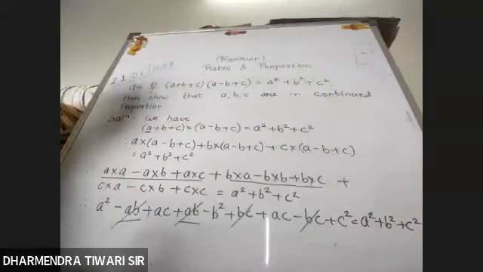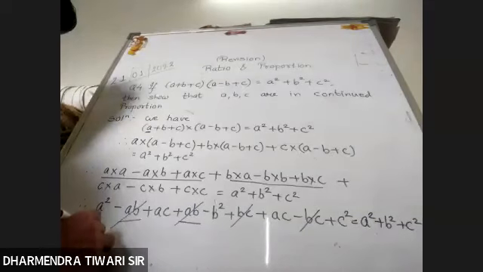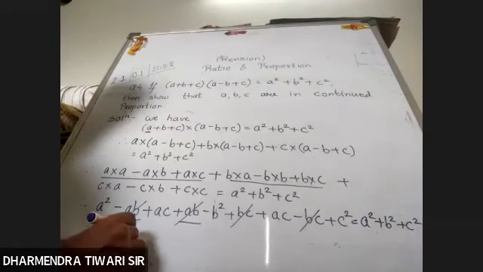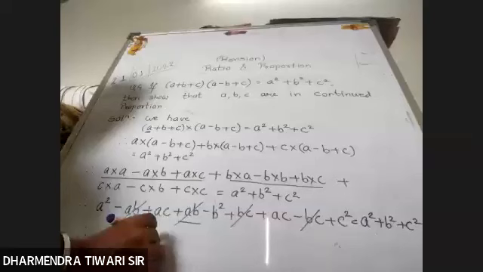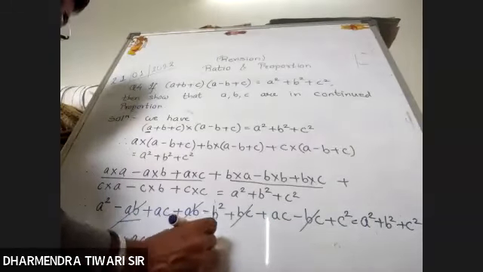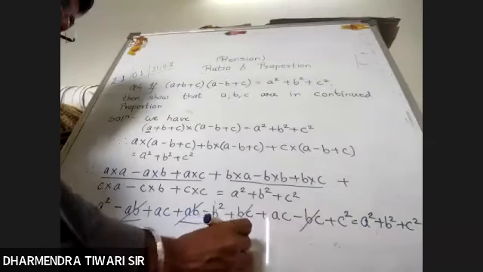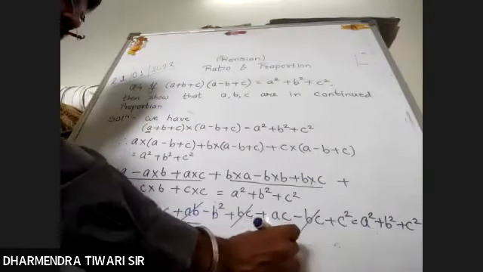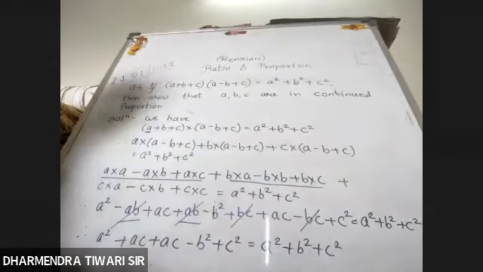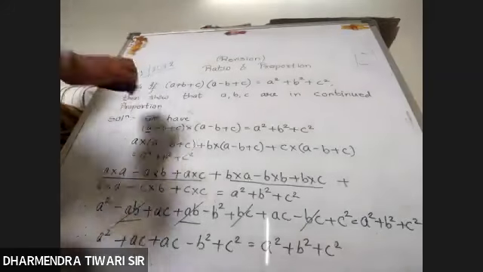Okay, done. So now, therefore, what remains? A square plus AC plus AC minus B square plus C square is equal to A square plus B square plus C square. This remains. We will use top of the board to write the step.